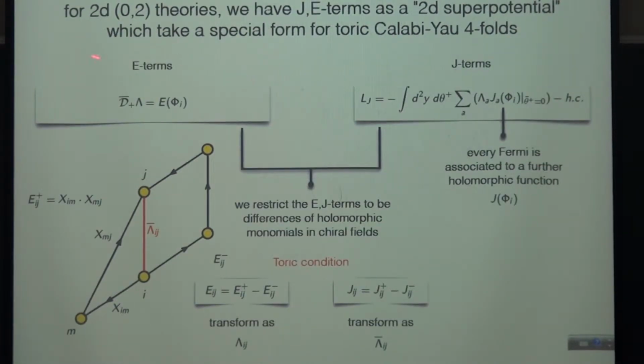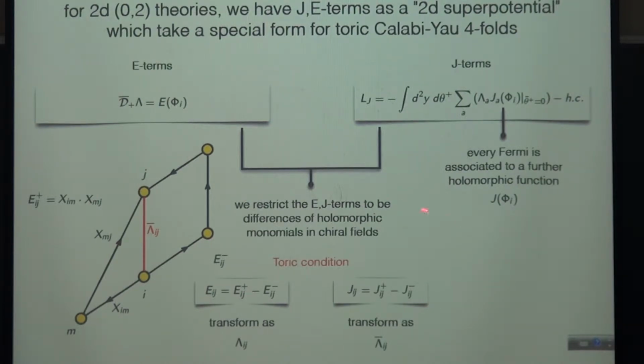So I told you previously that the chirality condition of the Fermi multiplet can be deformed by a holomorphic function in terms of the chiral fields, which we call the E-terms. But for every Fermi multiplet, I can have another holomorphic function associated to it, which is called the J-term. This J-term is again a holomorphic function in terms of chiral fields, and it's a generalization of a superpotential. It acts as a superpotential term in the 2D (0,2) Lagrangian. So for every Fermi multiplet, I have two holomorphic functions associated with it, and they are called the E-terms and J-terms of my theory.